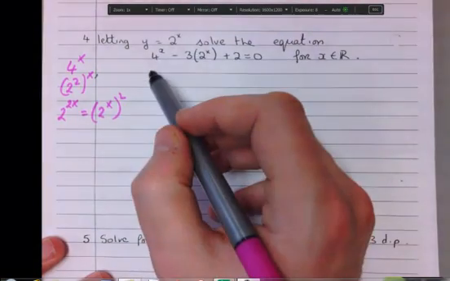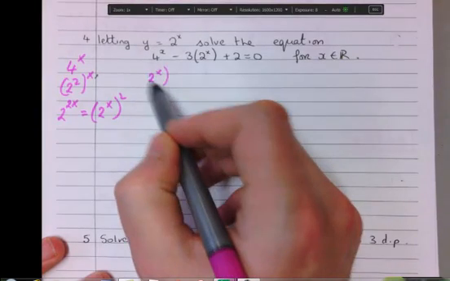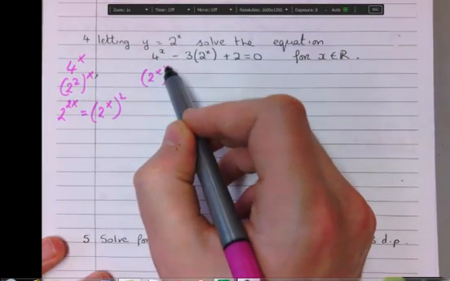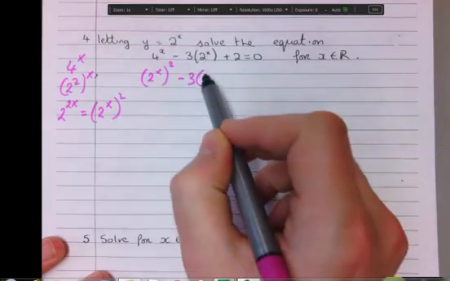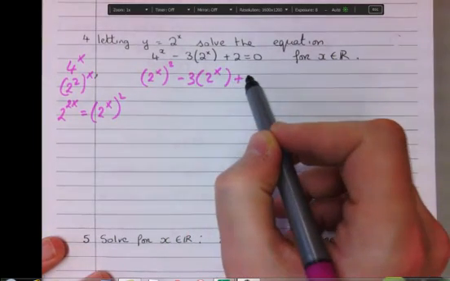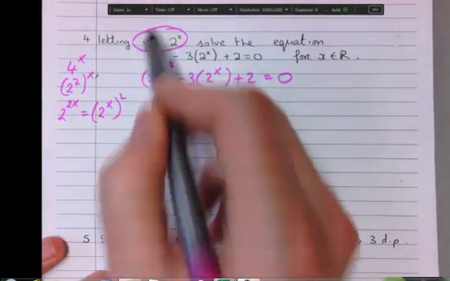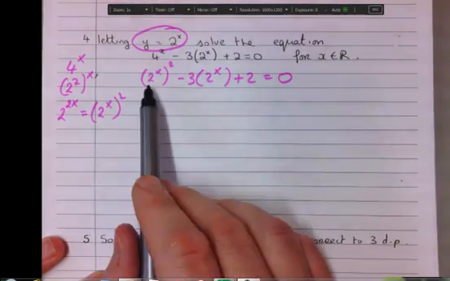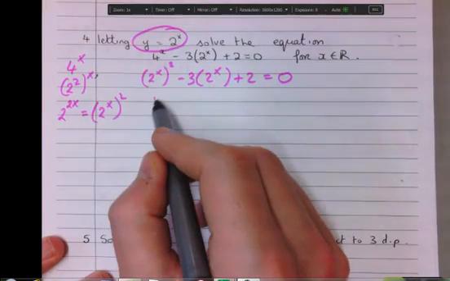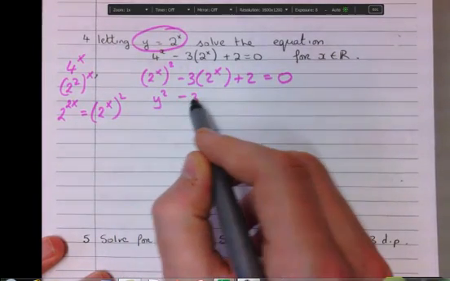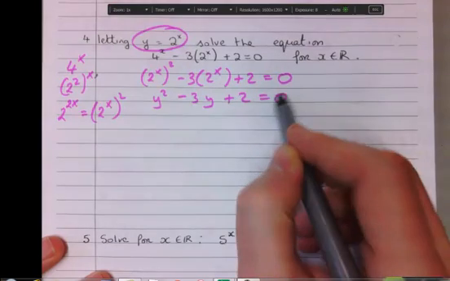So I'm going to take that and I'm going to put it in here. So I've got (2 to the x) all to the power of 2 minus 3 times 2 to the x plus 2 equals 0. Now I'm going to use my substitution because it'll make it a little bit easier for me. Wherever I see a 2 to the x, I'm going to put in a y. So y squared minus 3y plus 2 is equal to 0.